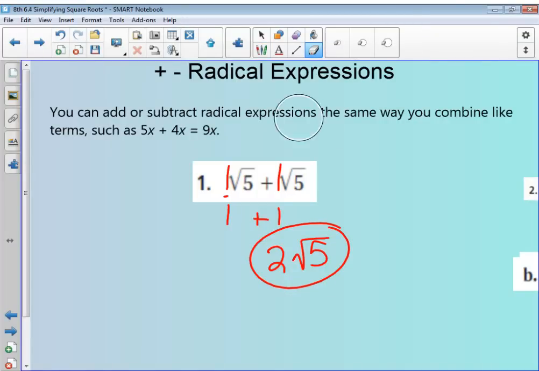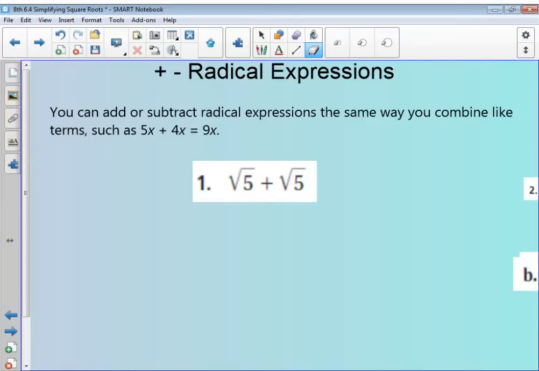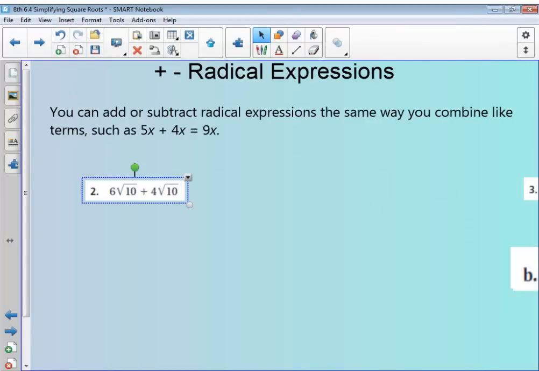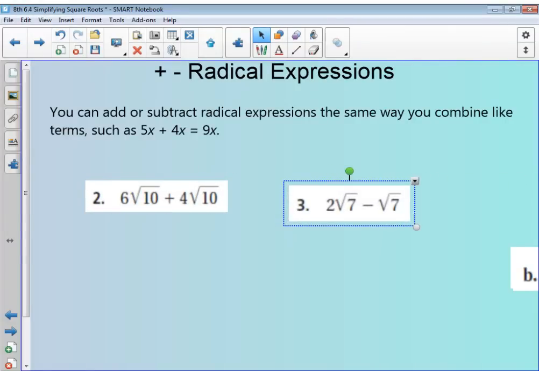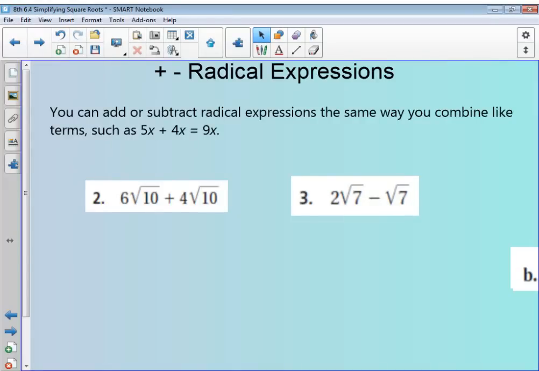So I'm going to slide a couple out here and have you try this concept independently. Okay, so go ahead and try these two. When you're finished, you can start your video back up and check yourself. Remember, if there's no number, it's the same as having a 1.